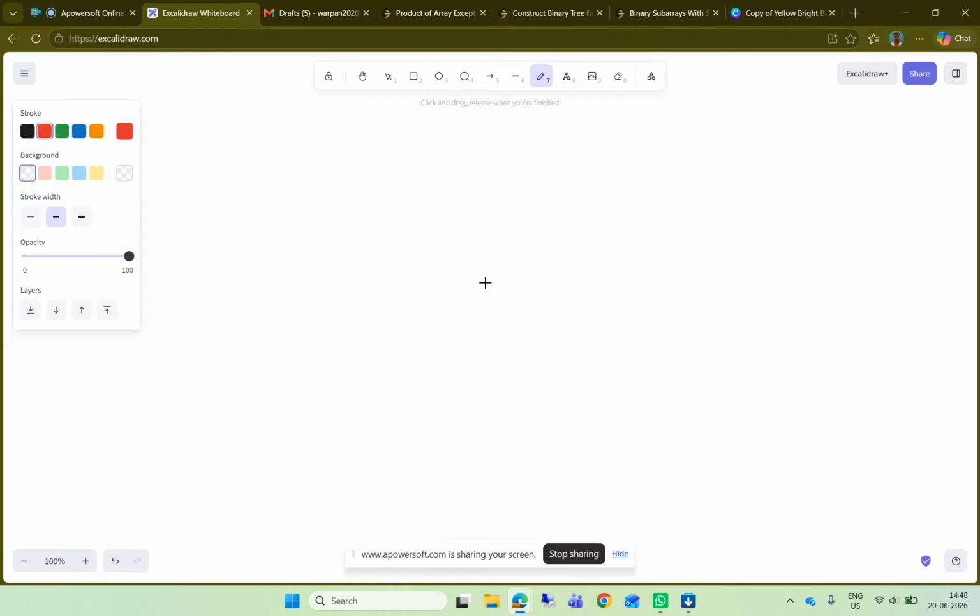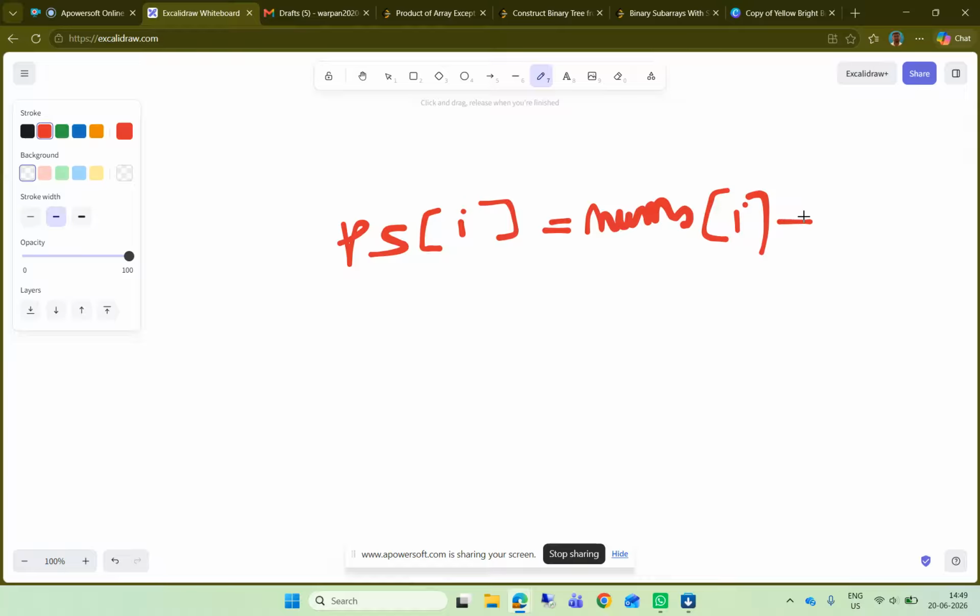So the way to solve this problem is kind of using the prefix sum, but while calculating the prefix sum only, we'll try to solve this problem. So what is the basic empirical relationship for a prefix sum? Prefix sum of i would be just nums of i plus prefix sum of i minus 1.